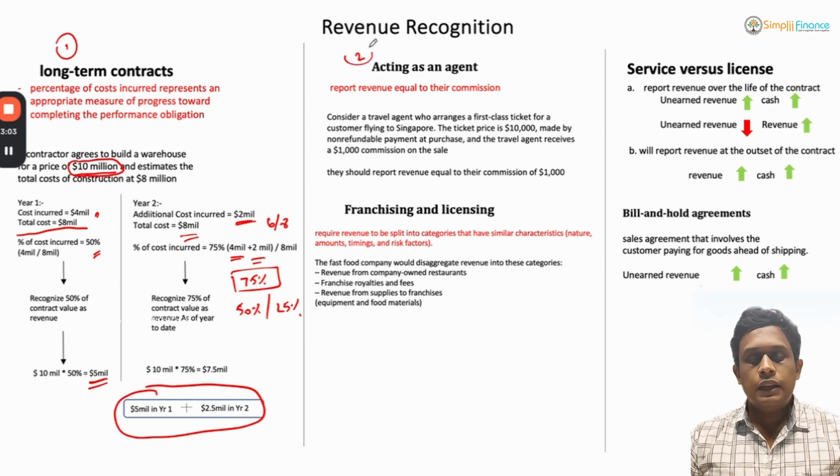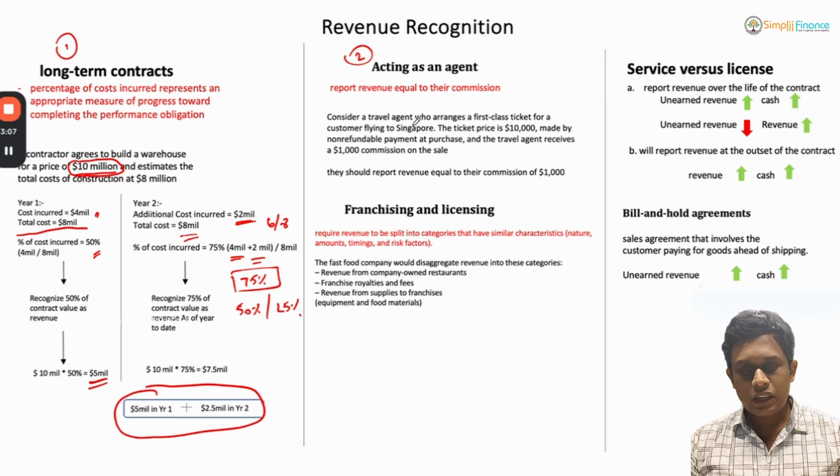So the next kind of business is acting as an agent. So let's say you are a travel agent, so your revenue comes from commissions. So as and when you earn the commissions, that is when you will record it as revenue.